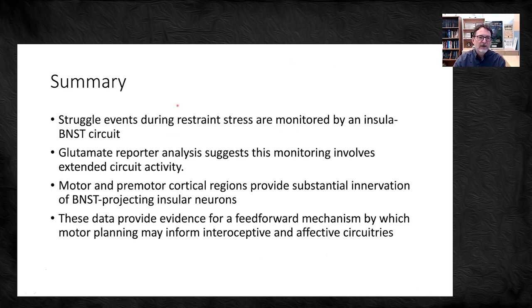So in summary, struggle events during restraint stress are monitored by an insula-BNST circuit. Glutamate reporter analysis suggests that this monitoring involves extended amygdala circuitry. Motor and premotor cortical regions provide substantial innervation of BNST-projecting insular neurons. And these data provide evidence for a feed-forward mechanism by which motor planning may inform interoceptive and affective circuitries.